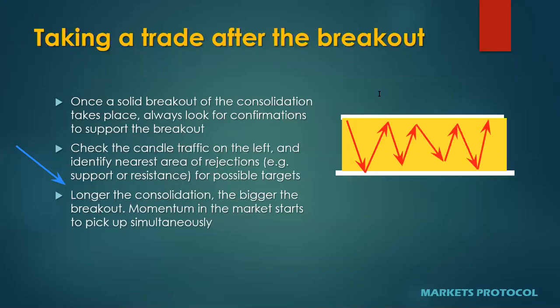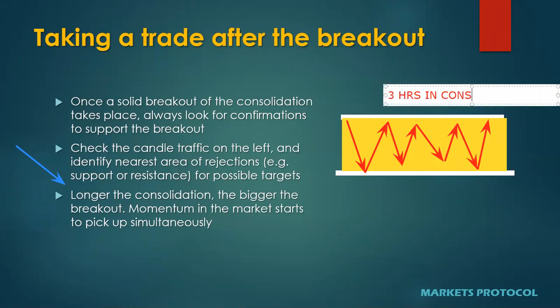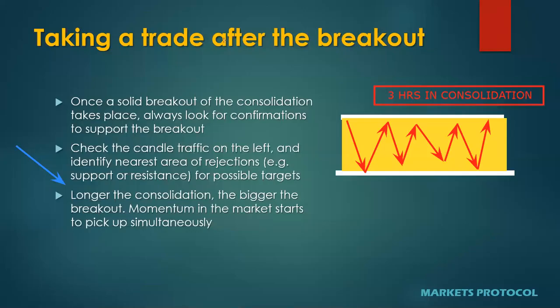Price ranged in this area for, let's say, for example, 3 hours. So price was consolidating for 3 hours. So now this is a solid consolidation. Anything over 2 hours of consolidation is considered a pretty big consolidation. So if you have 3 hours of consolidation, there's a very high probability that since price is stuck in between these two zones, support and resistance level, it will finally build that momentum to basically start breaking.